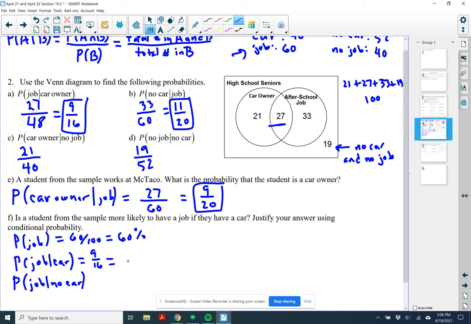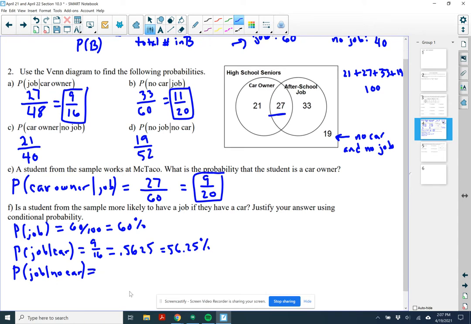That's 0.5625. Which, when we change that to a percent, is going to be 56.25%. Let me fix that 6 a little bit. There we go, better. And finally, the third probability, that they have a job given that they don't have a car.